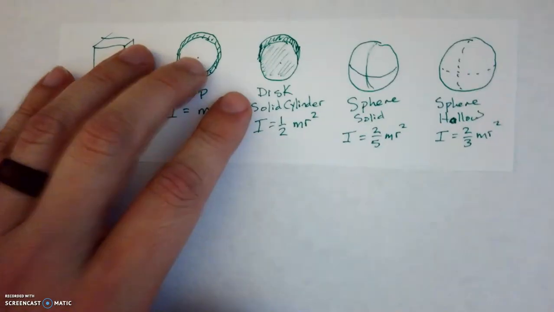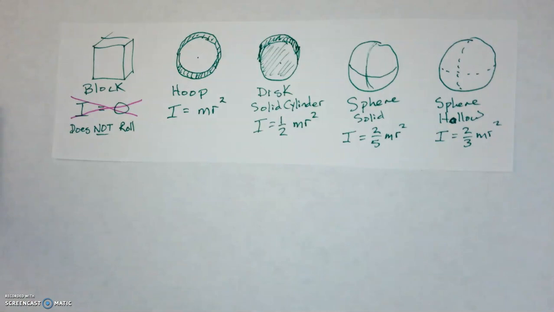Okay. So our objects are these 5 things. We're going to have a block which does not roll. If it doesn't roll, does that make its moment of inertia 0? It doesn't quite work like that. It's actually a number that's not 0, but we don't need to know that for this particular part.